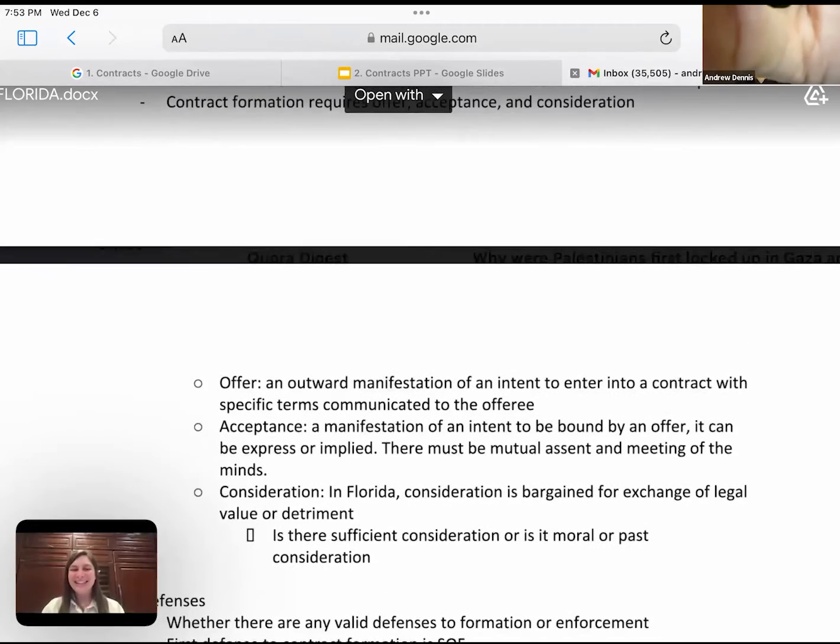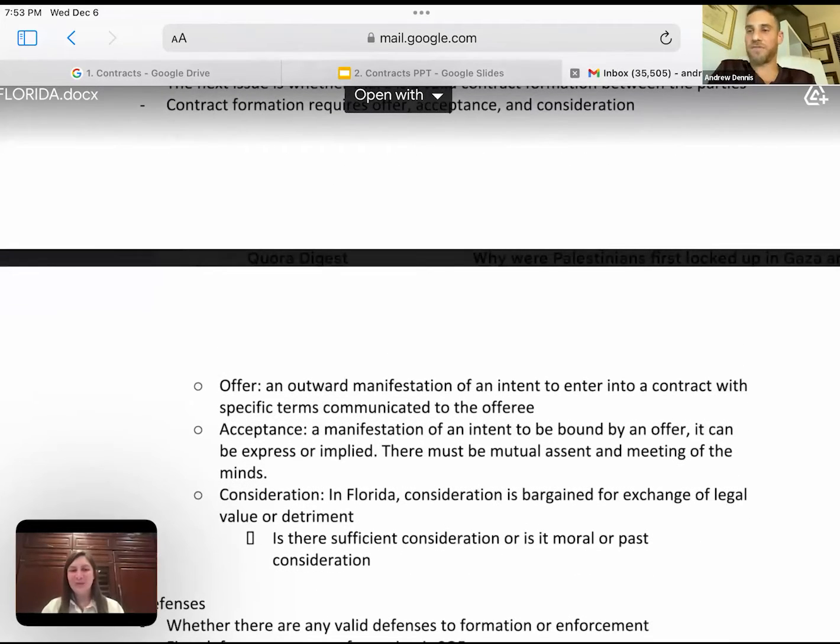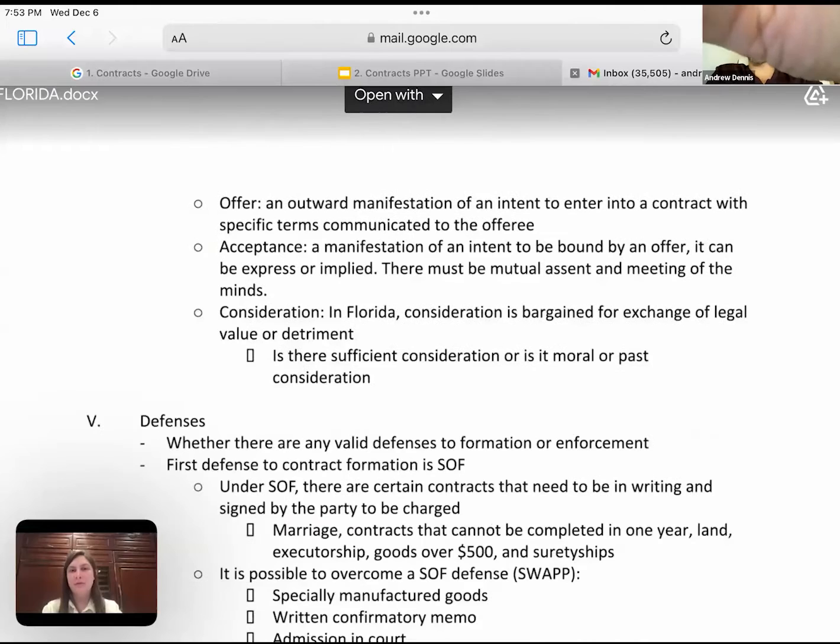Okay, so what is an offer? An offer is an outward manifestation of intent to enter into a contract with specific terms, communicated to the offeree. Acceptance is a manifestation of intent to be bound by an offer. It can be expressed or implied. There must be mutual assent and a meeting of the minds. Love that. A lot of people have different definitions, but I'm keyed on key terms, and I like mutual assent, meeting of the minds, intent to be bound by. These are good phrases for offer and acceptance.